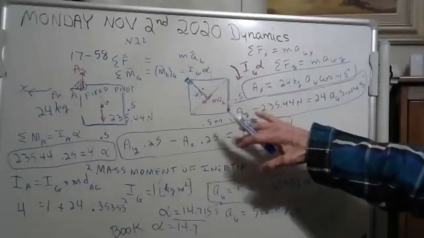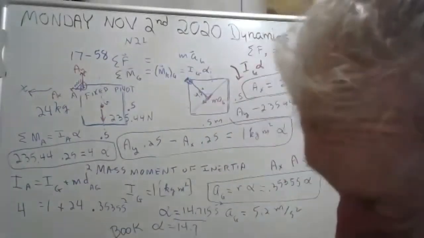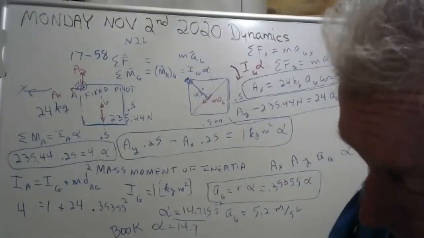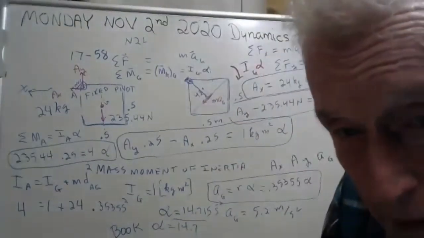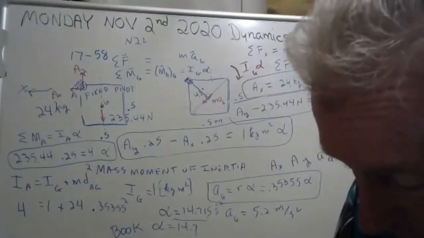Plug that in and get your values for AX and AY. It's sad, but we're out of time. Any last comments or questions before I terminate? I'm the Terminator. We're going to terminate our session, but here's your chance to speak up.